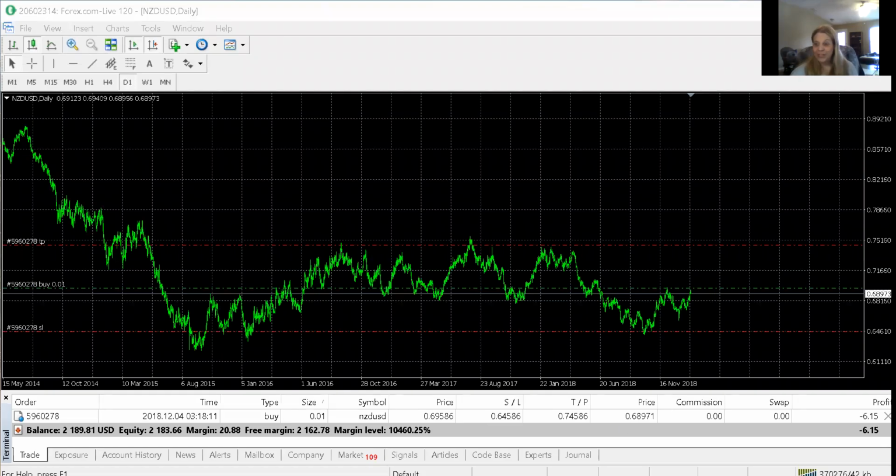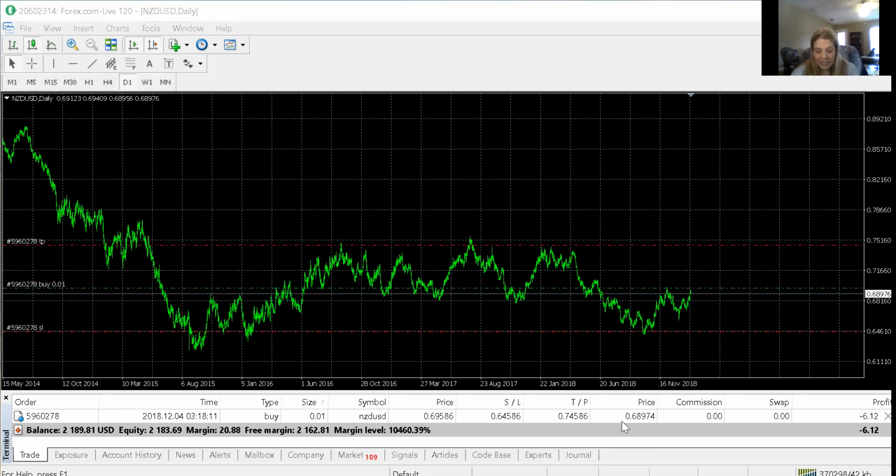We're going to bring up the screen, share it so that we can pull up the chart, which is New Zealand dollar USD, NZDUSD. And this is a buy. It's a 0.01 lot size, the smallest that you could possibly do on a trade, for the time necessary for me to be a long-term trader.